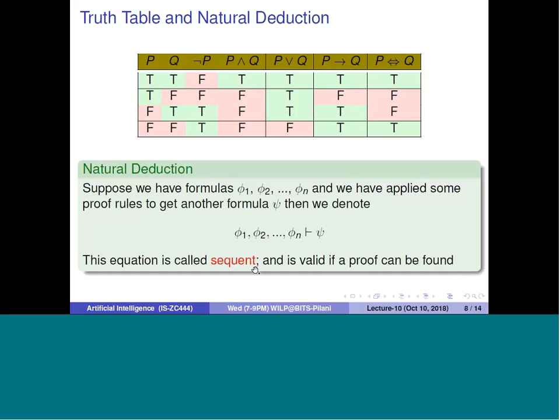Is a sequent valid? This sequent is valid means this thing is valid, if you can find a proof. So can you understand this? Should I go ahead? You understand this now?